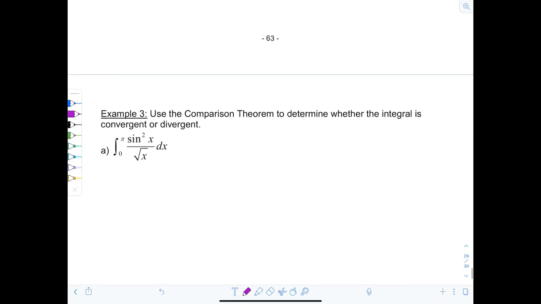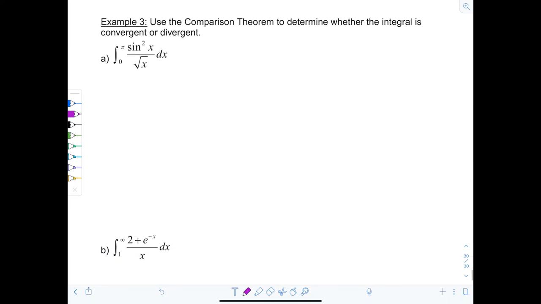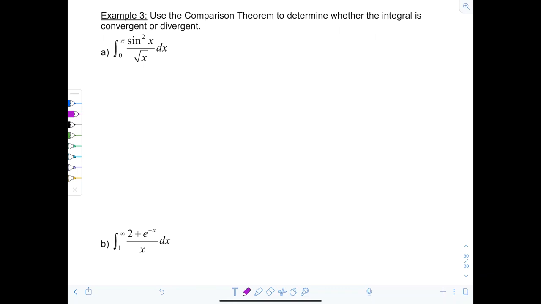Okay, here we go. Use the comparison theorem to determine whether the integral is convergent or divergent. What is the problem with the integral from 0 to pi of sine squared x over rad x dx? Do you see an issue? I do. It's discontinuous at x equals 0. Holy moly.